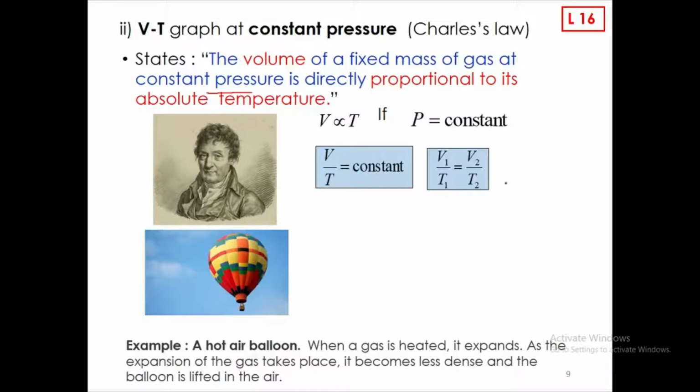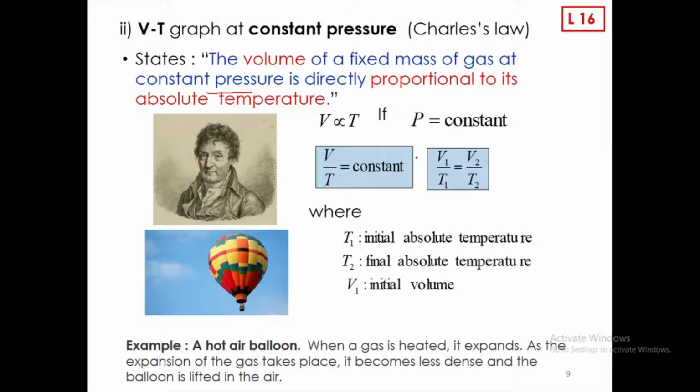So we can use this formula, V1 over T1 equal to V2 over T2, where V1 is the initial volume, V2 is the final volume, T1 is the initial absolute temperature, and T2 is the final absolute temperature. The example we can apply for Charles law is the hot air balloon. When a gas is heated, temperature is increased, it expands. When it expands, its volume also increases. As the gas expands, it becomes less dense and the balloon is lifted in the air.